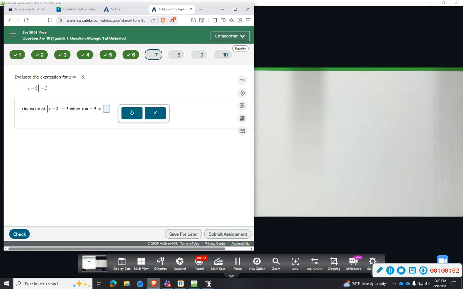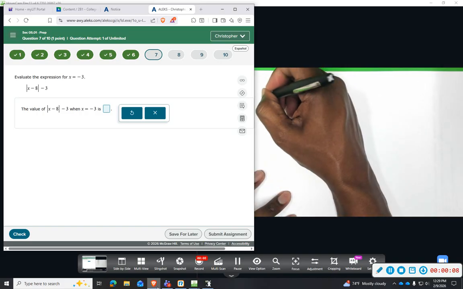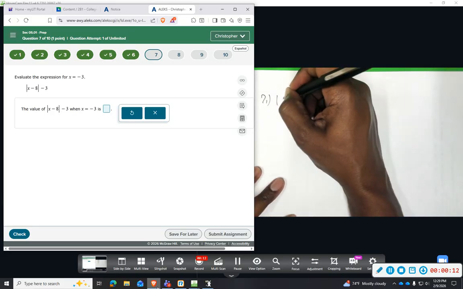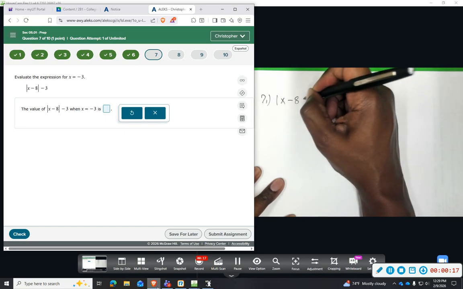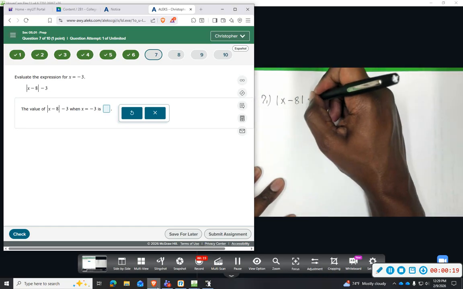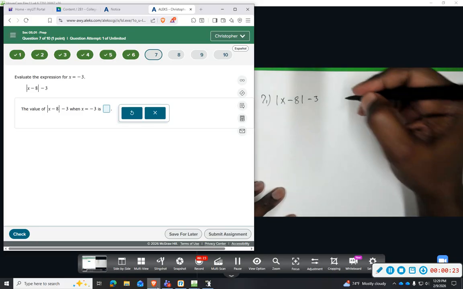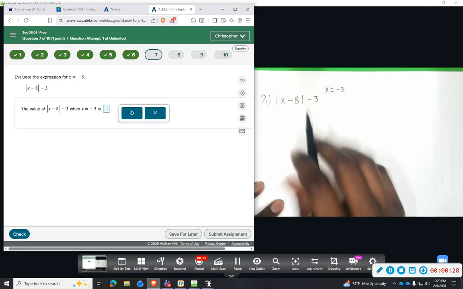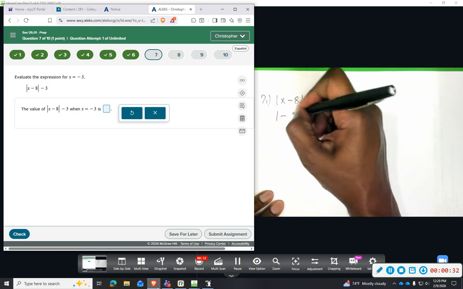All right, number 7, we want to evaluate the absolute value expression. We have the absolute value of x minus 8, minus 3. And we're going to do this when x equals negative 3. So that means I'm going to replace the x with a negative 3.